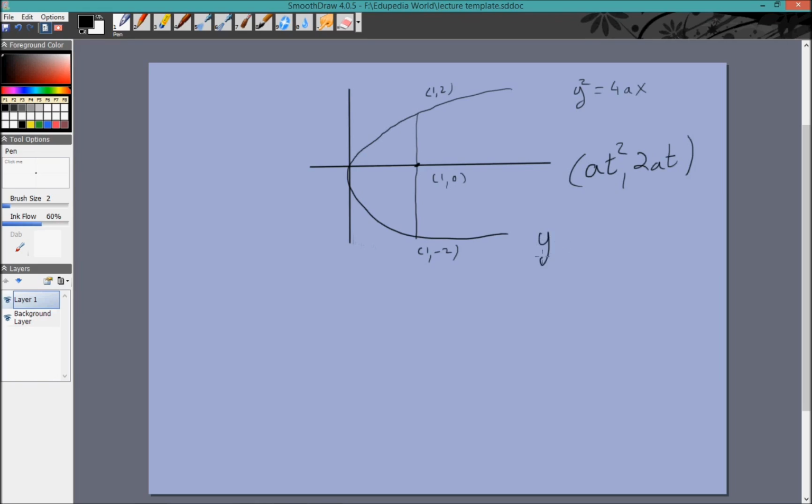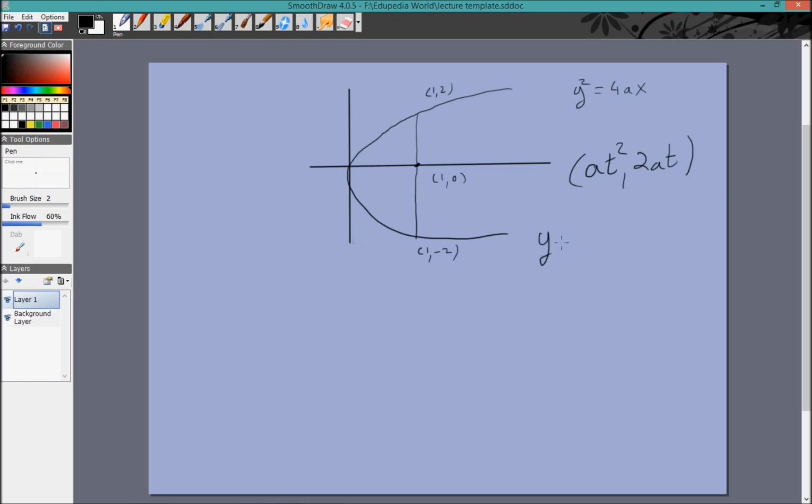If this line is a tangent to this circle, then the minimum distance of the center of the circle to this line is equal to the radius, because this angle is 90 degrees. We know the minimum distance is given by |ax + by + c| divided by root of a squared plus b squared. The circle is given as (x - 3)² + (y + 2)², so the center of the circle is (3, -2), right?